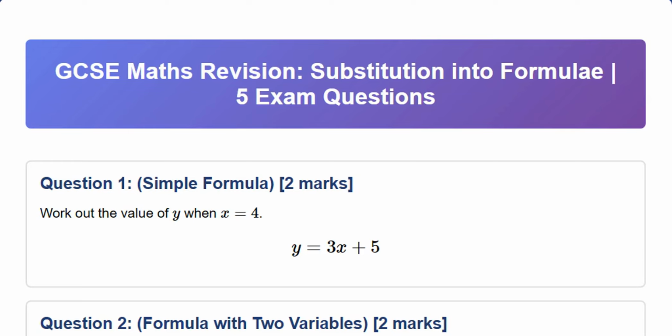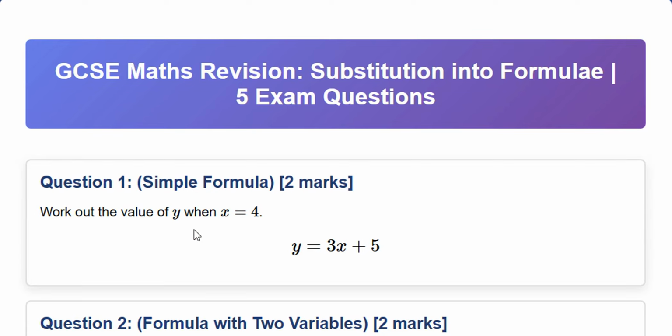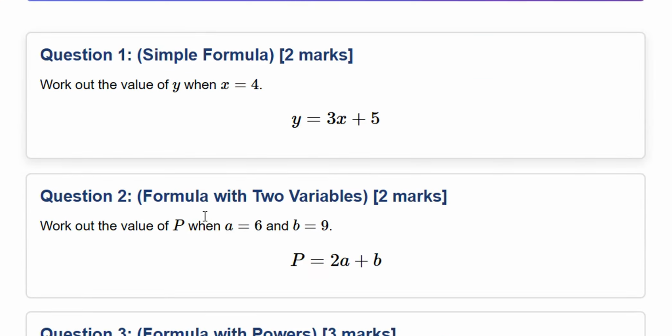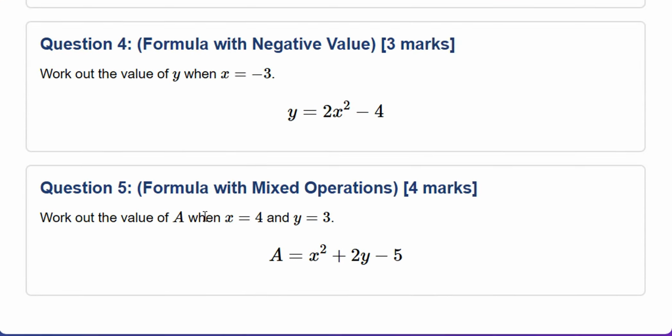In this GCSE Maths revision, we are going to learn how to substitute given values in a formula and then try to solve 5 exam questions. We are going to start with the simplest questions and then we move on to more complex questions.